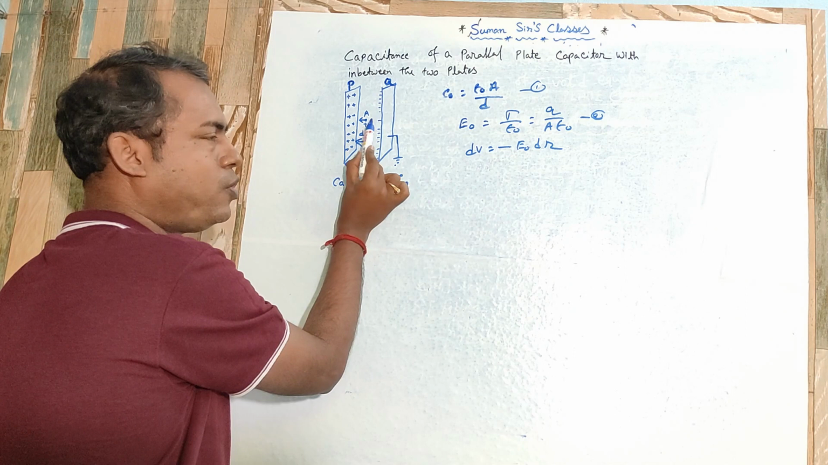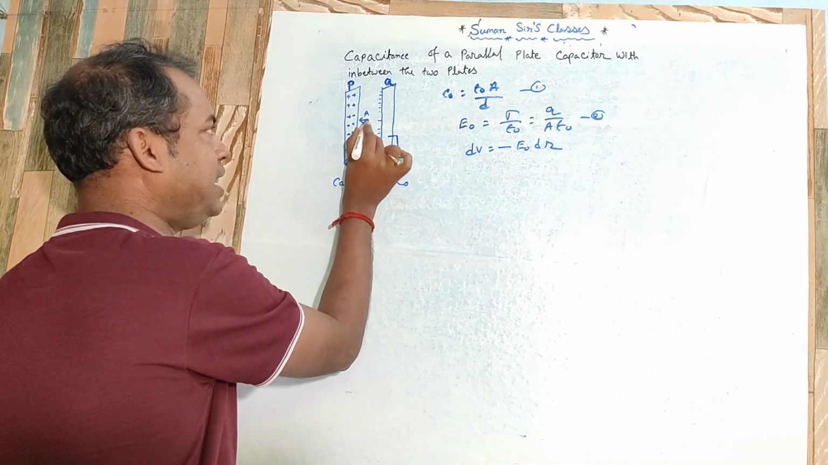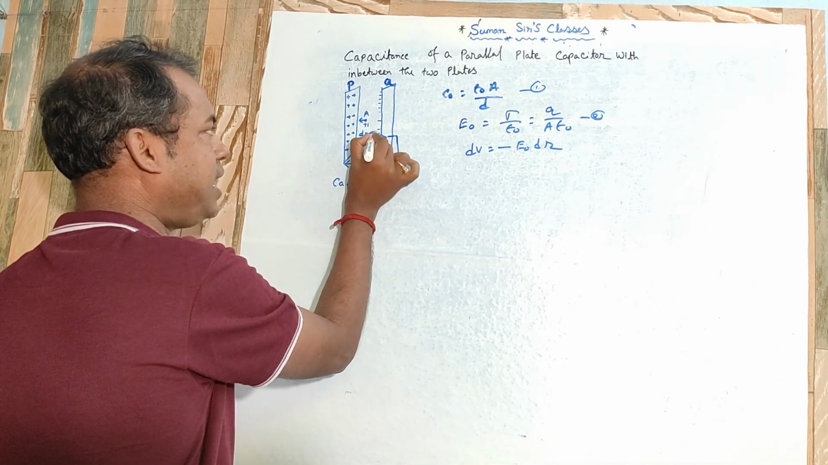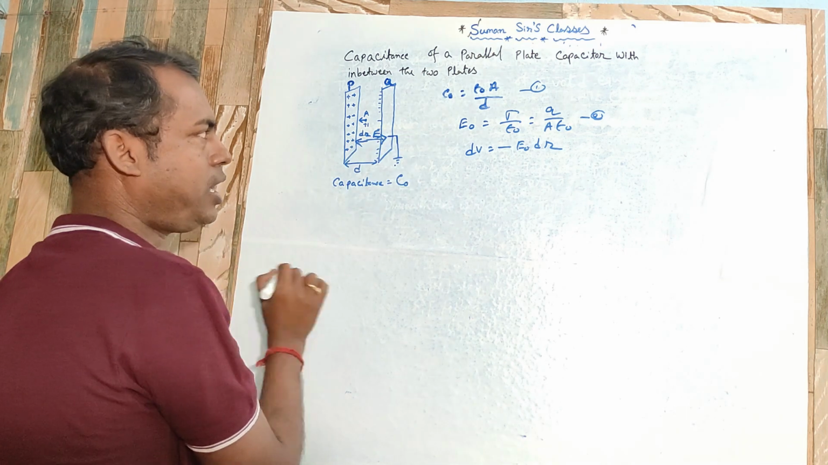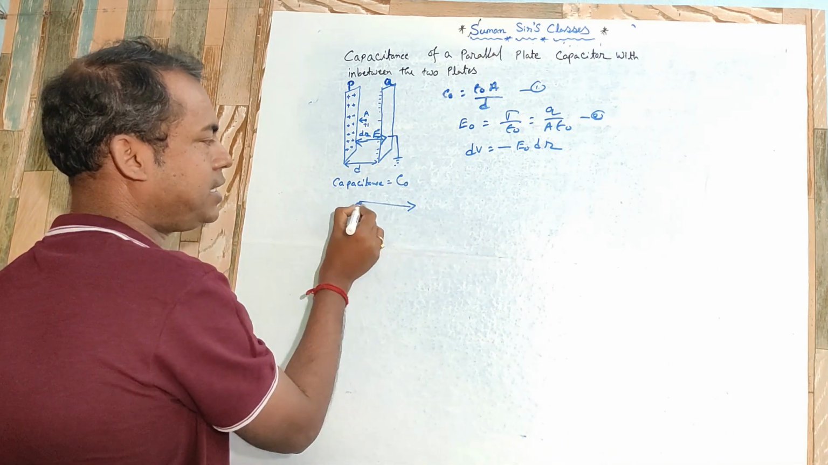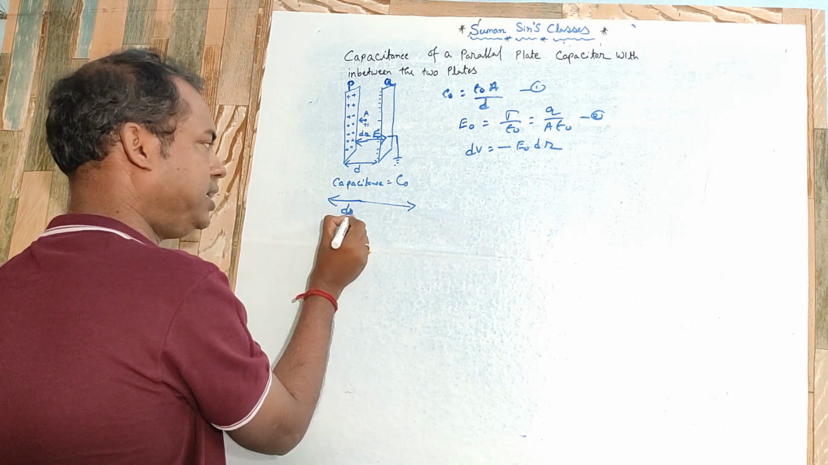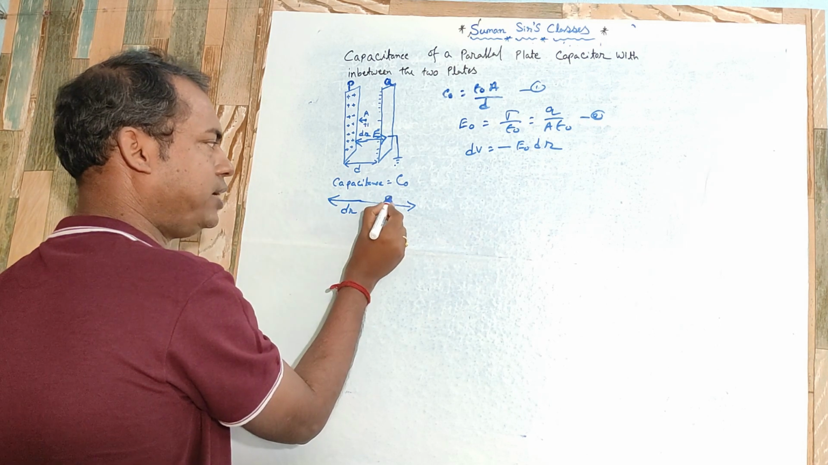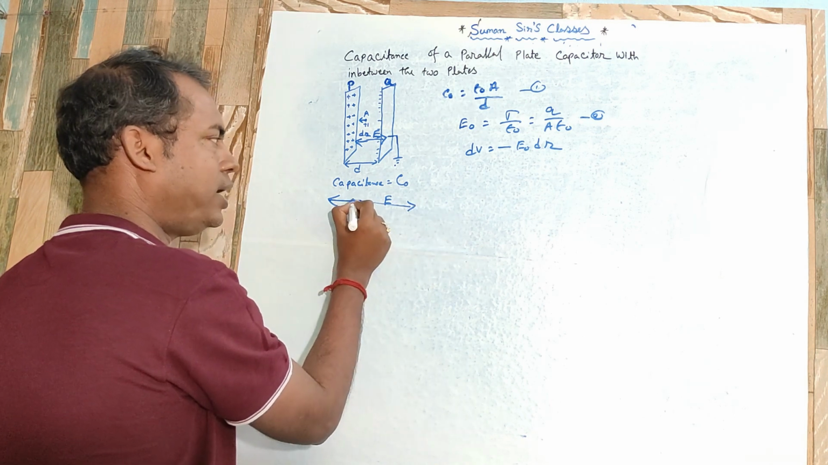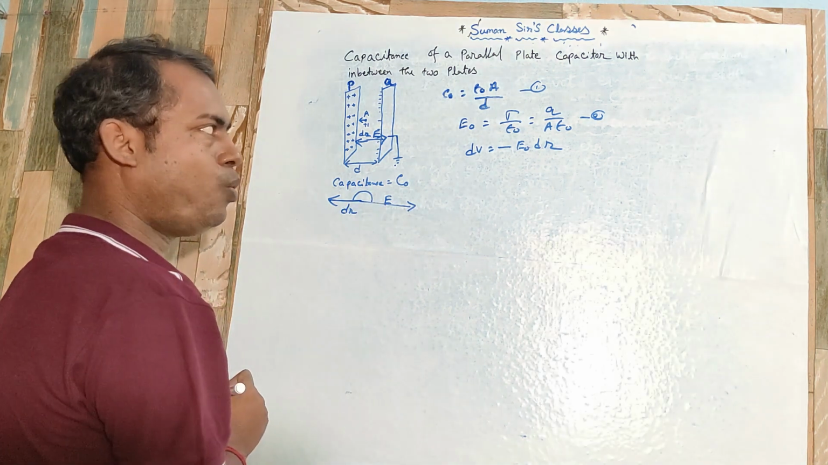So an attracting force is created. That means the electric field acts in that direction, that is E, and the charged body is moving in the opposite direction. So dr is in that direction, and the electric field is acting in the opposite direction. So what is the angle between them? That is 180 degrees.